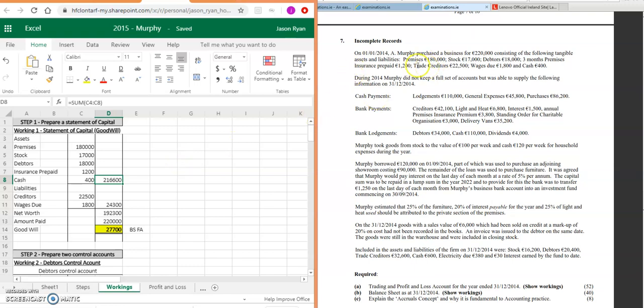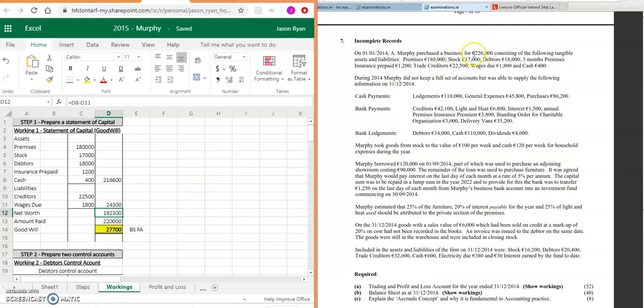Then you look at your liabilities in the question. We've got 2 liabilities here. We've got your trade creditors of 22,500 and your wages due of 1,800. You add those two together and you get 24,300. So we've got our assets total, which is 216,600, and our liabilities total, which is 24,300. So you take your liabilities away from your assets and you get your net worth of 192,300.